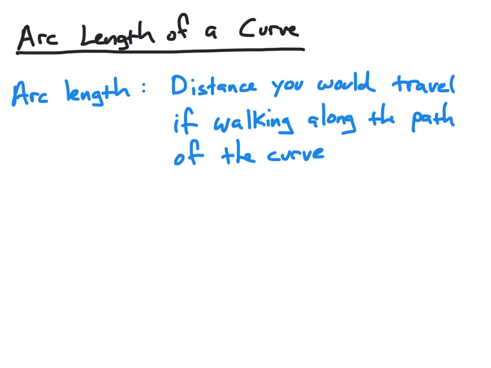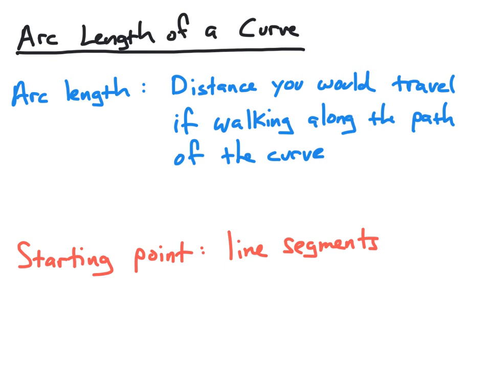Or, thought of a different way, if we wanted to lay a string or rope or wire or something like that along the curve from one point to another, the arc length of that curve would be the length of string or rope or wire required to do that. In order to find the arc length of a general curve in the plane, we're going to start by considering one of the simplest curves to find the length of, that is, a line segment.